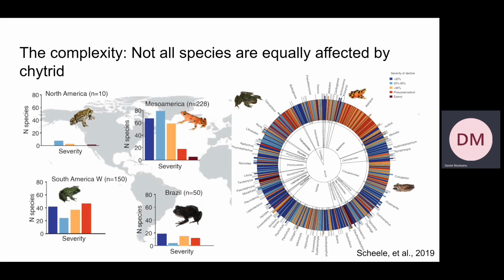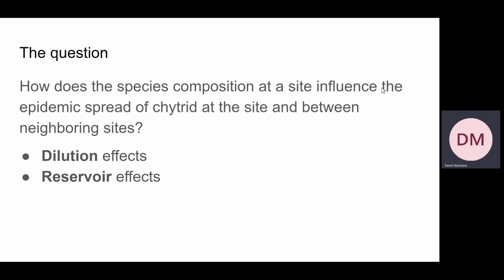And part of the complexity is that species all around the world are differently affected by chytridomycosis. So here we see the magnitude of decline across all different species, and we see that species are affected very differently all around the world, evidenced by this difference in the severity of the decline.